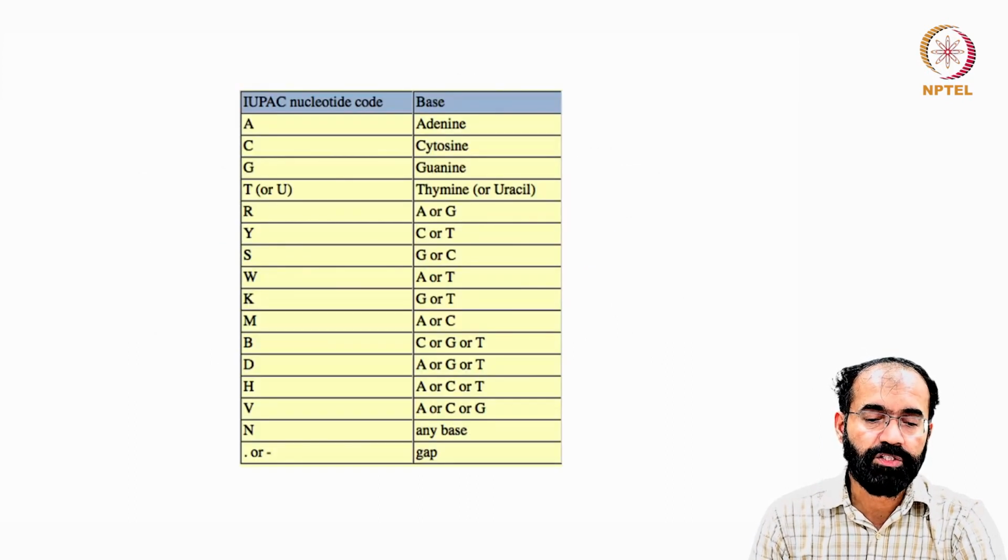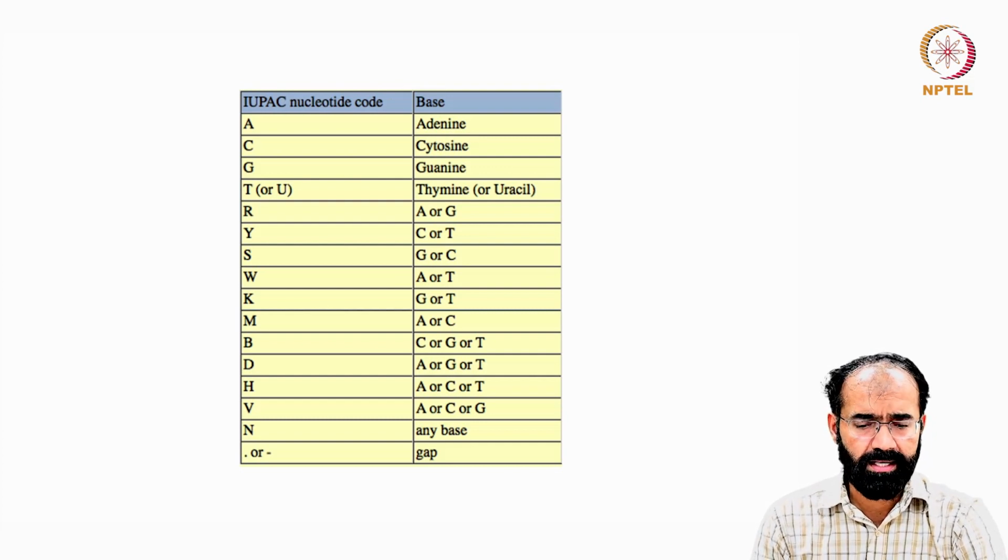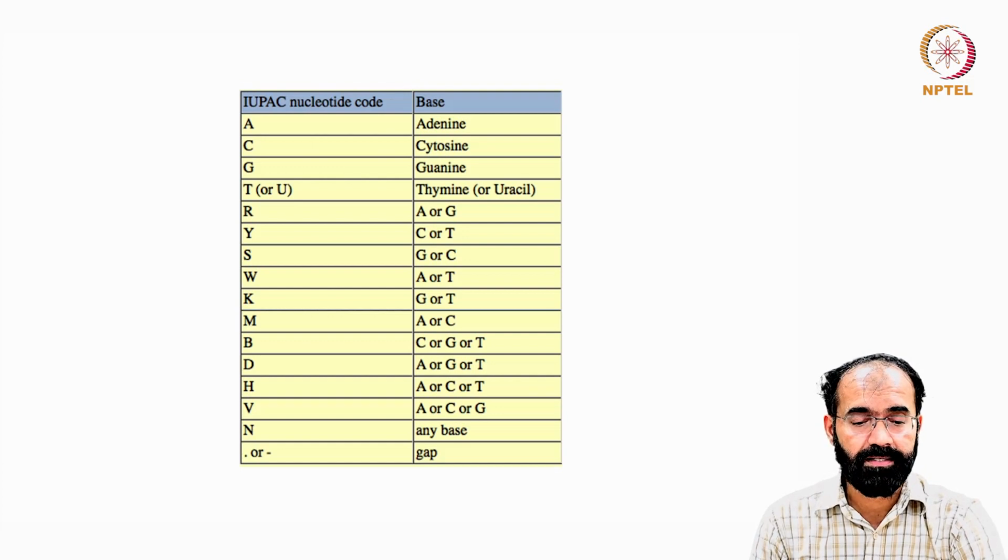For your convenience, we will show the IUPAC nucleotide code: A, C, G and T or U are the nitrogen bases, the nucleotides, and R stands for A or G, which is nothing but purine, and Y stands for pyrimidine, that is C or T, and so on and so forth. You can see that is the code which is used in the previous slide.